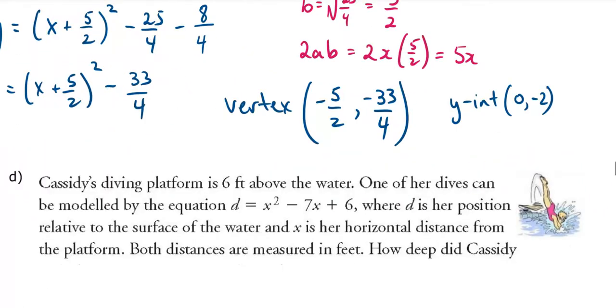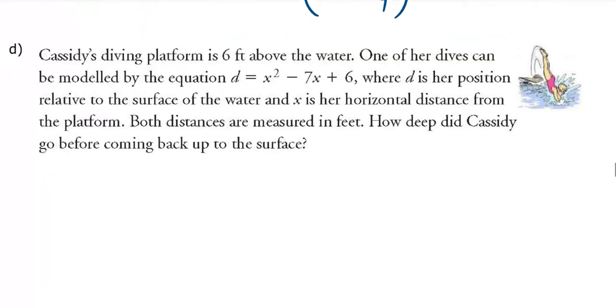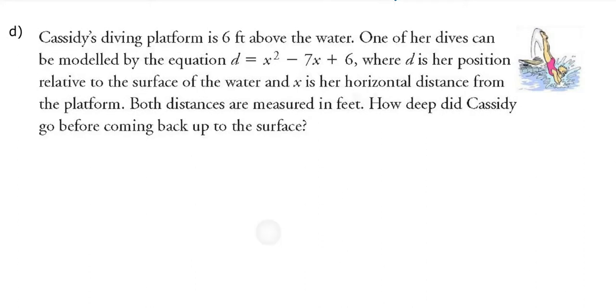Okay, let's look at an application problem. Cassidy's diving platform is 6 feet above the water. One of her dives can be modeled by the equation d equals x squared minus 7x plus 6, where d is her position relative to the surface of the water and x is her horizontal distance from the platform. Both distances are measured in feet. How deep did Cassidy go before coming back up to the surface?